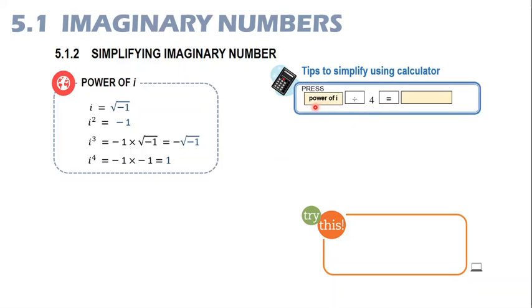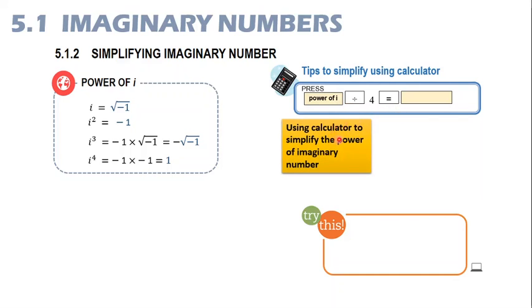First, you have to press power of I, divide by 4 and you get the answer. So power of I ni kita nak guntukan using calculator to simplify the power of imaginary number. So power ni kita letak dekat sini dan bila kita dapat jawapan tu akan dapat 4 kemungkinan jawapan.